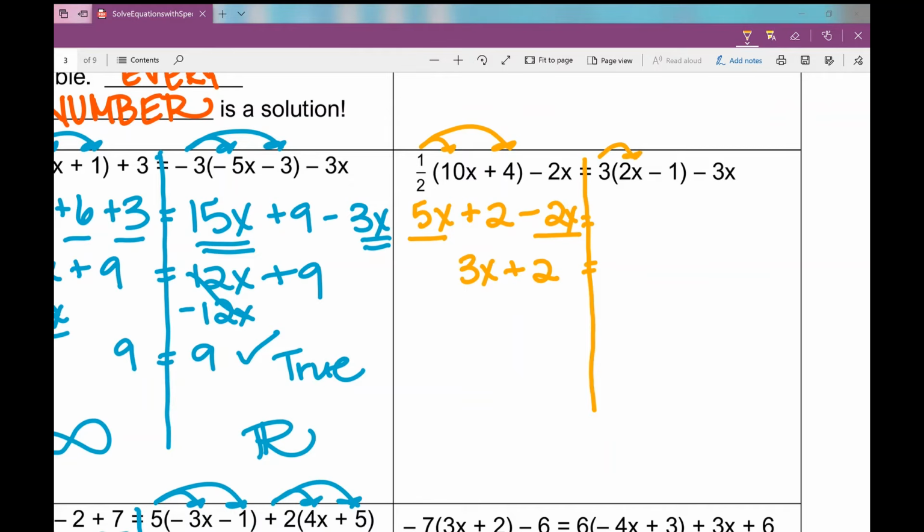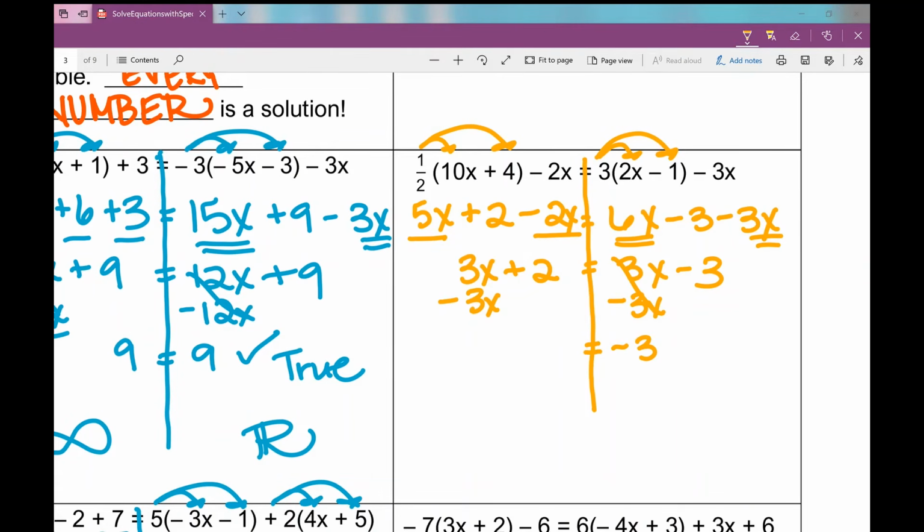And now I'm going to distribute this 3 into every term on the right side. And I get 6x minus 3 minus 3x. And then again, I'm going to identify and combine like terms. So I get 3x minus 3. So do you notice anything at this point? They're kind of the same, but they're not exactly the same. So let's go ahead and take it to the next step by moving our variables to one side. And 3x minus 3x is 0, so that cancels. I'm left with negative 3 on the right. 3x minus 3x on the left cancels, and I'm left with 2.